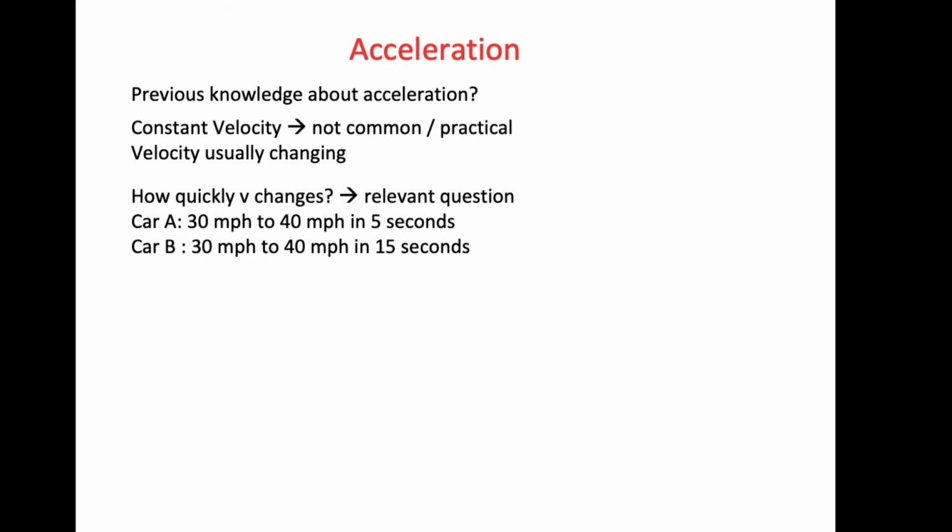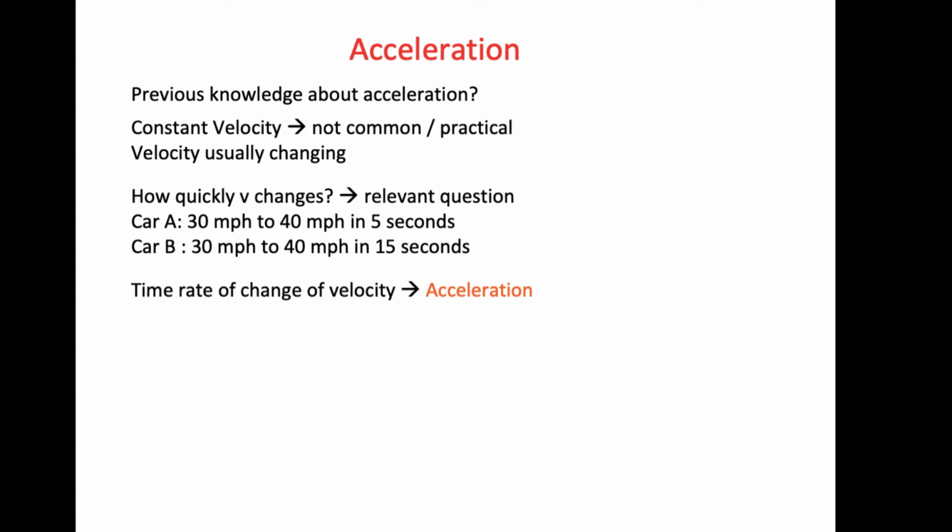For example, a car changes velocity from 30 miles per hour to 40 miles per hour, and another car also undergoes the same change in velocity from 30 to 40 miles per hour. But car A undergoes this change in 5 seconds and car B undergoes this change in 15 seconds. To incorporate this extra information about how quickly the change happened, we need to introduce another concept, and that concept is acceleration. So, acceleration is defined as the time rate of change of velocity.